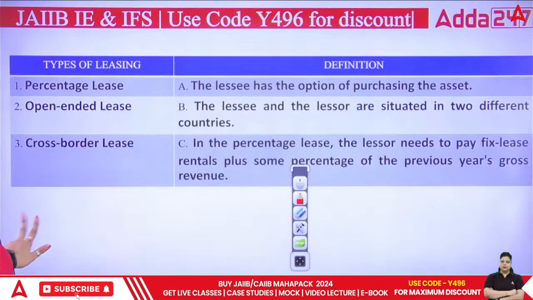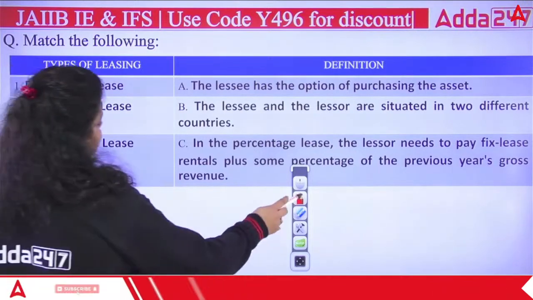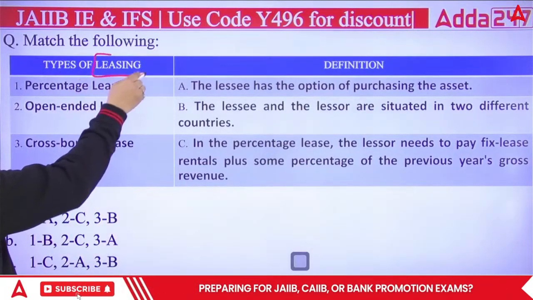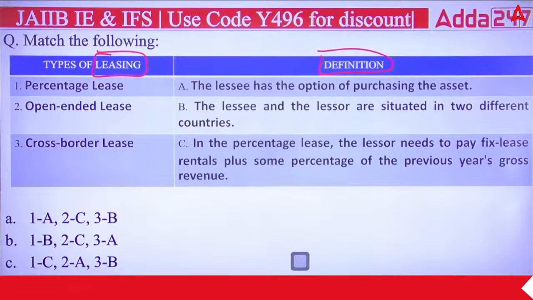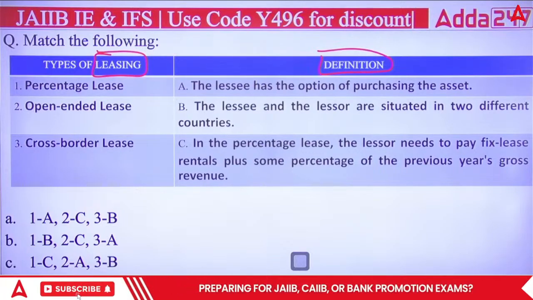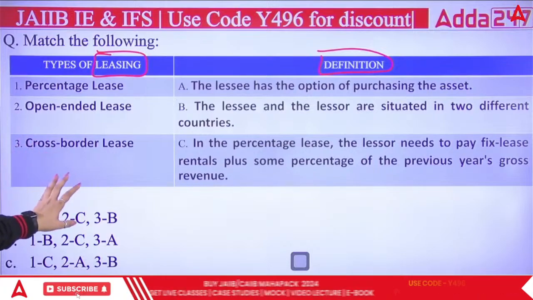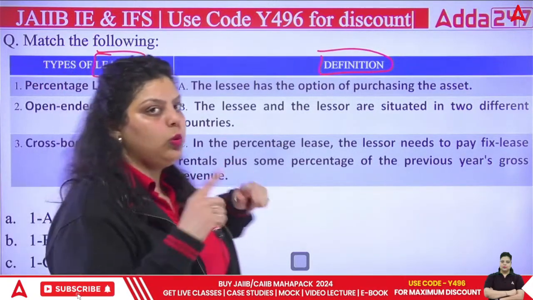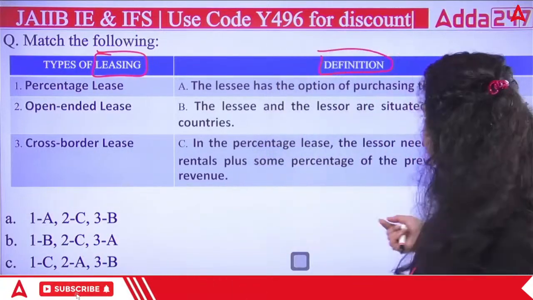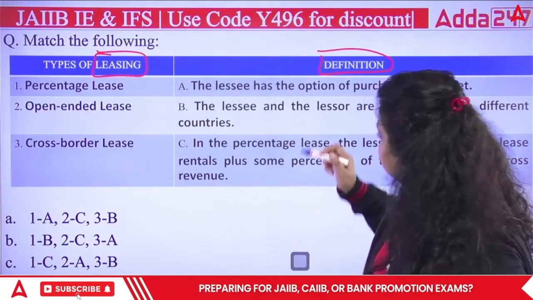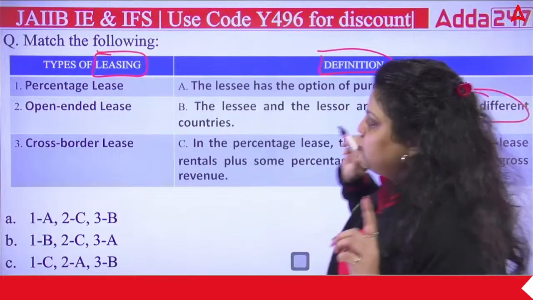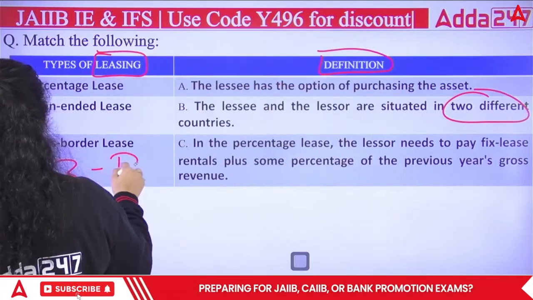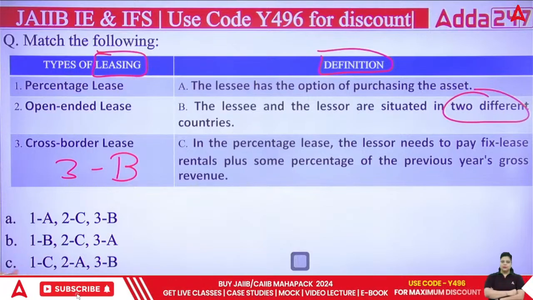Okay, next we have a question in the form of match the following. First, you have types of leasing. Second, you have definitions, and you have to match them with each other. First is percentage lease, second is open-ended, third is cross-border. Everybody knows that when the parties are in two different countries, that's a cross-border lease. So, let's find out. One definition says the lessee and the lessor are situated in two different countries. So this confirms that the third matches B.